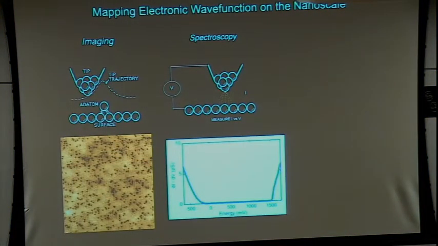Okay, so we already talked about imaging, so now spectroscopy. The way we do spectroscopy is we open the feedback loop. The tip sits on top of the surface at a fixed height. You measure the tunneling rate, the conductance between the tip and the sample, as a function of the voltage. And this is just your garden variety semiconductor. This is gallium arsenide, and you see a gap.